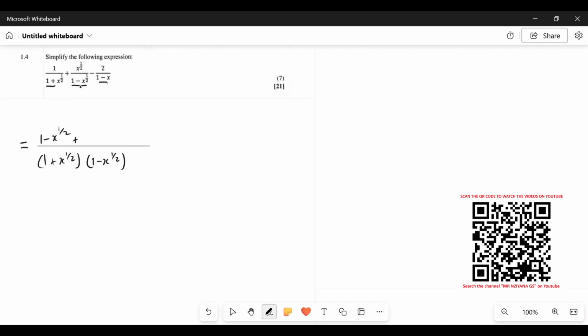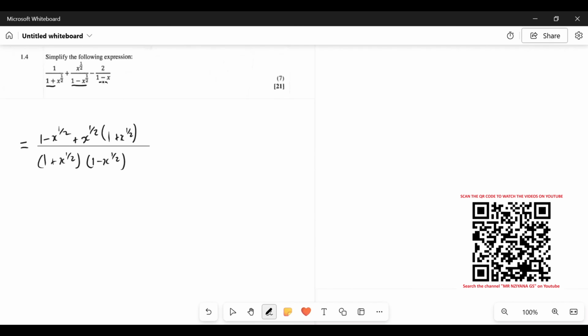Now we come to the second term, this one here. Okay, if we divide our LCD with 1 minus x to the power of half, we're going to be left with this one here, 1 plus x to the power of half multiplied by this x to the power of half. So we're going to have x to the power of half, right, multiplied by 1 plus x to the power of half. There we go.